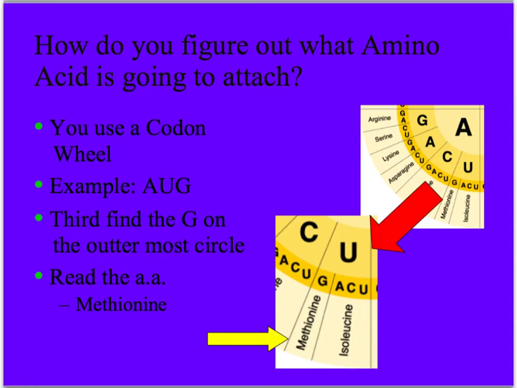When you zoom in on the U segment, the last letter you're looking for is G. So you go to the smallest outer circle, you find G, and you read that the amino acid that AUG codes for is called methionine. A lot of times that's abbreviated just MET, or meth.